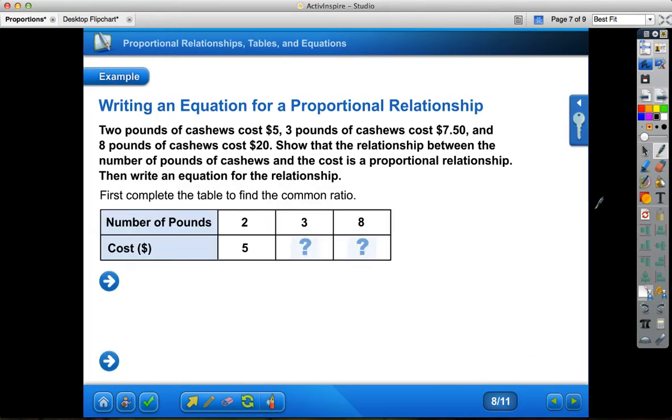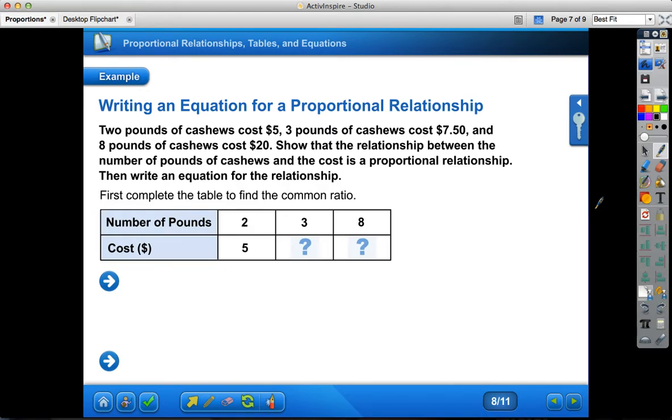All right, so writing an equation for a proportional relationship. Now this is when we know that the relationships are proportional, and now we're going to use that table to write an equation. So 2 pounds of cashews cost $5. 3 pounds of cashews cost $7.50. And 8 pounds of cashews cost $20. Show that the relationship between the number of pounds of cashews and the cost is a proportional relationship. Then write an equation for the relationship.